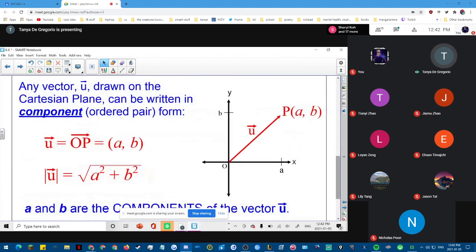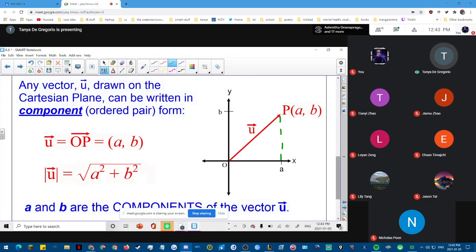Any vector u drawn on the Cartesian plane can be written in component form, so as an ordered pair. So for example, this, we move a units to the right, we move b units up, and that's how we get our components (a, b).